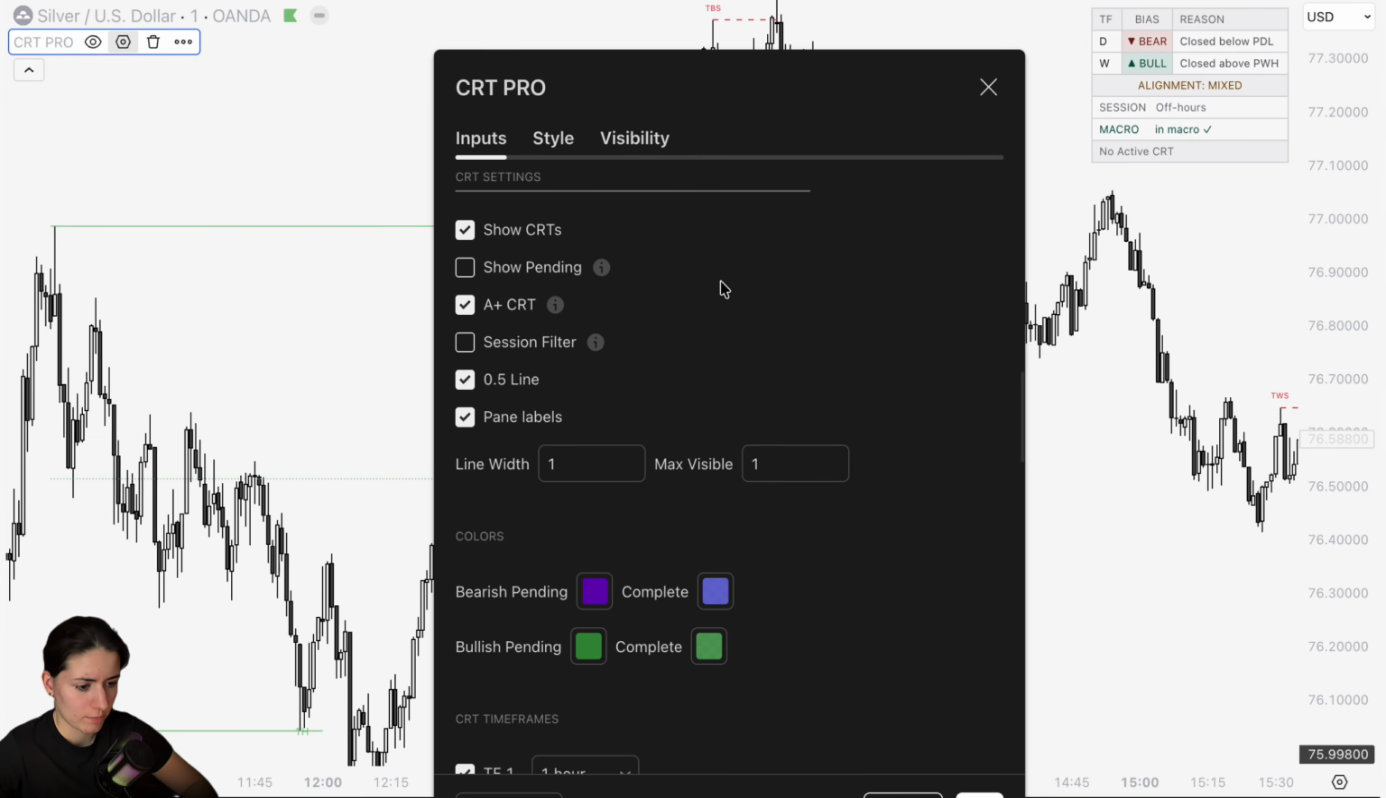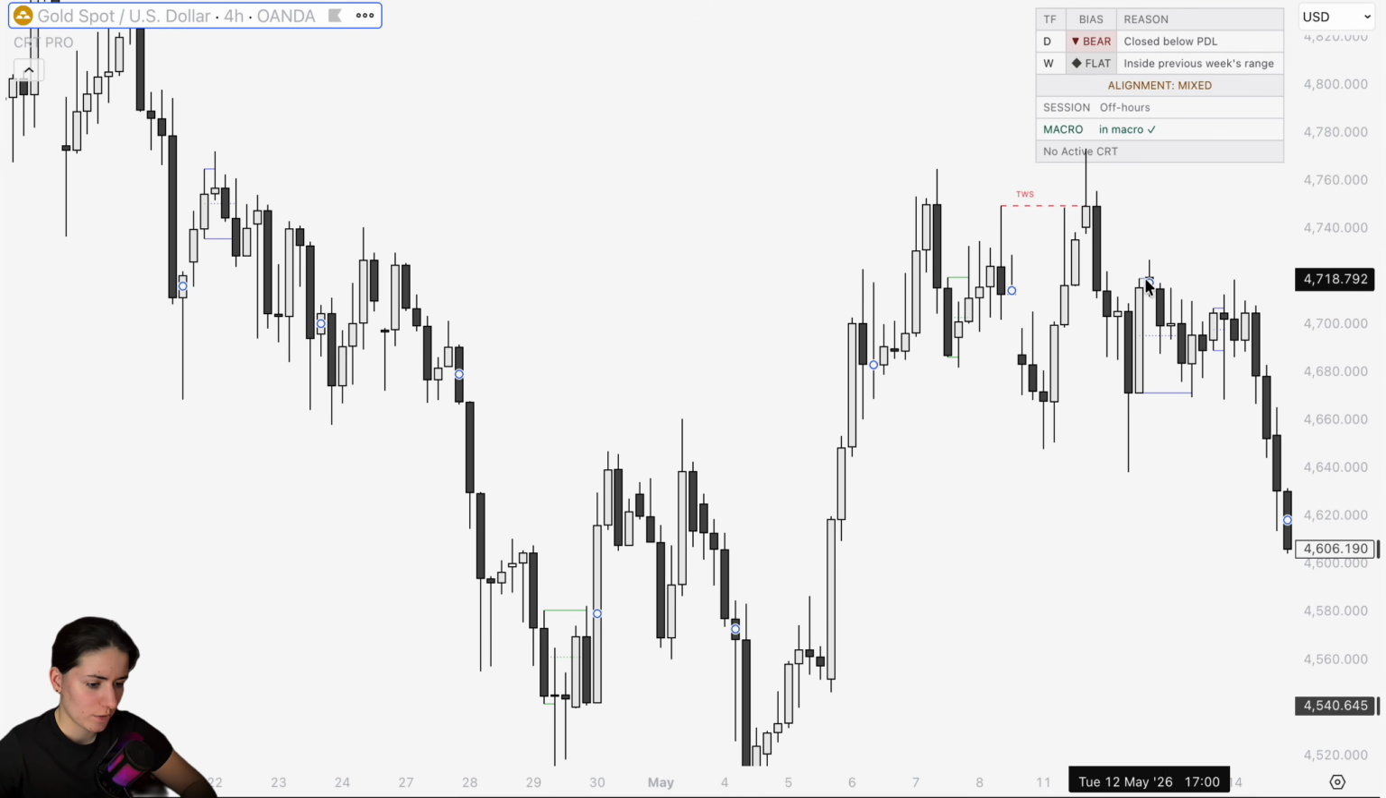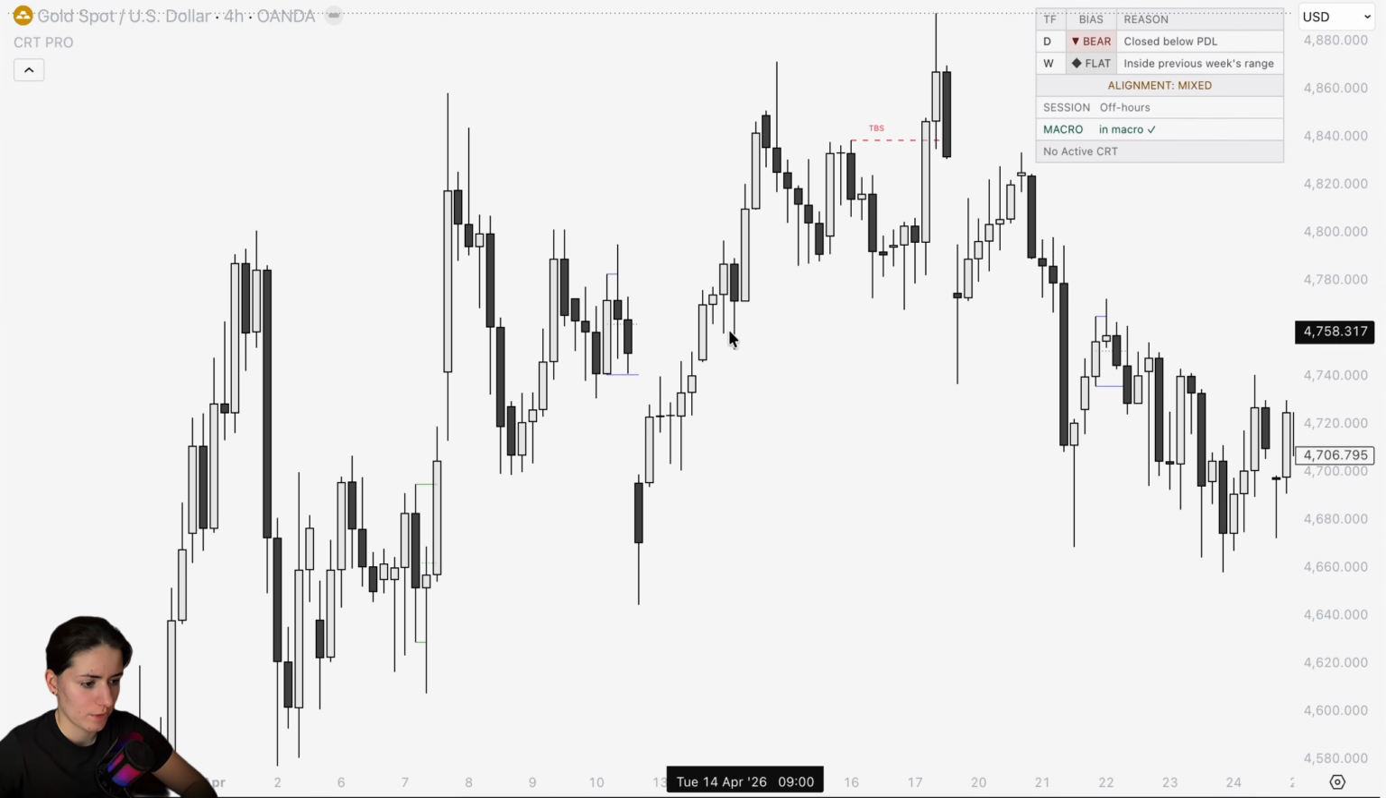Now let's talk about the CRT section. I spent a lot of time improving the logic here. I realized that the old version had some patterns that weren't high quality, so I decided to fix that. The first update is the A+ CRT filter. This is a strict filter for the second candle. When you turn it on, the indicator only shows models that follow the rules based on the previous candle range.